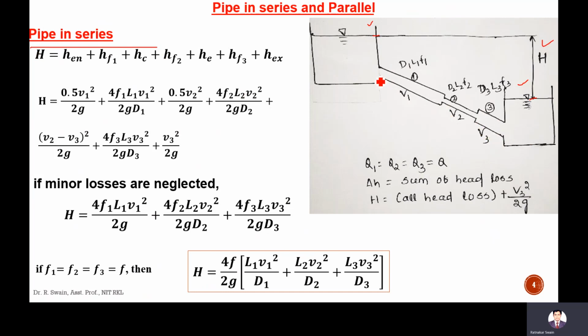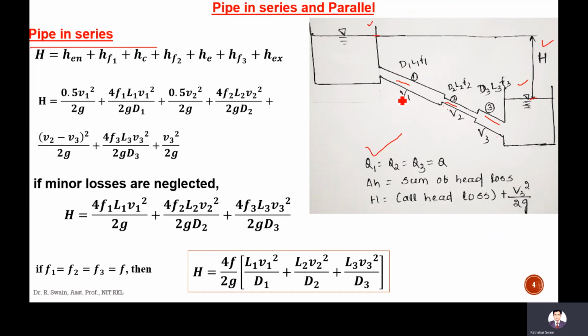If they are connected in series, remember the discharge remains the same in all pipes. Total discharge Q is equal to Q1, Q2 and Q3. If the discharge passing here is Q, then Q1, Q2 and Q3 all remain the same as Q. Discharge will not change. Velocity may change, but the discharge will not change. And the head loss is different: HL1, HL2, HL3. The head loss of pipe 1, pipe 2 and pipe 3 is different.